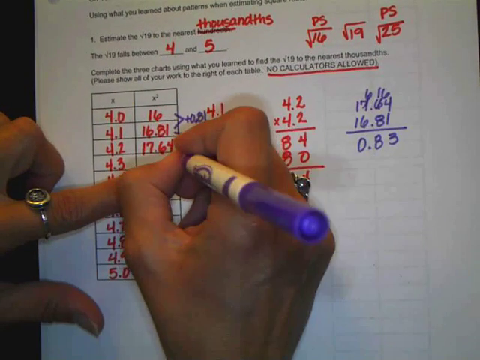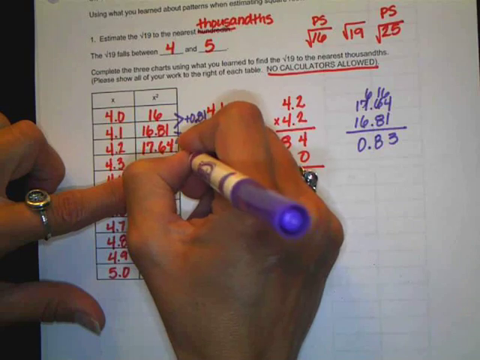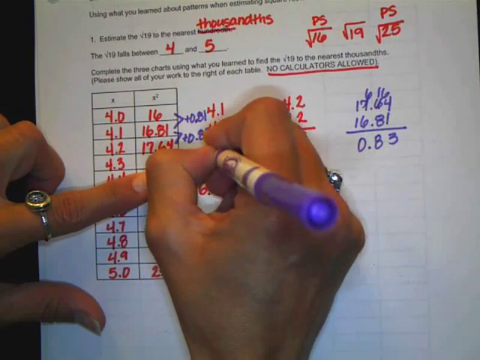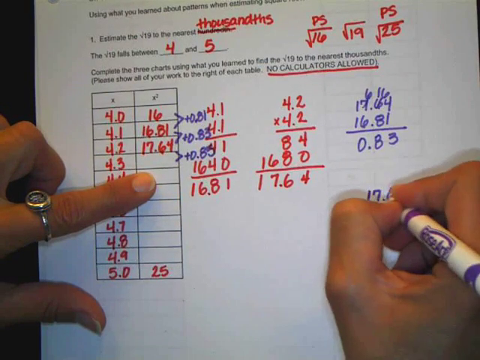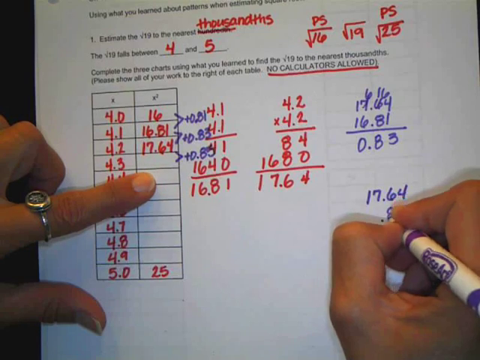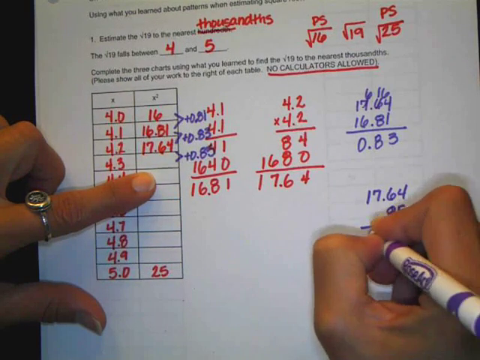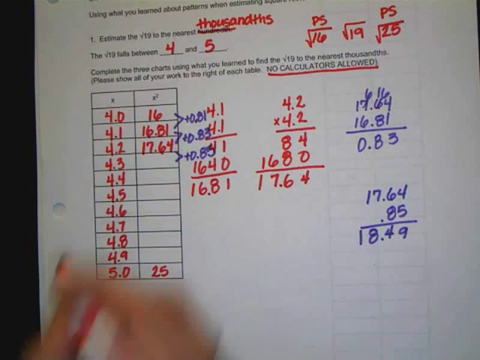What's going to be my next one that I would add? 18.49. So I would add 0.85. Okay, so we can do that over here. 17.64, 0.85. .85, yeah.